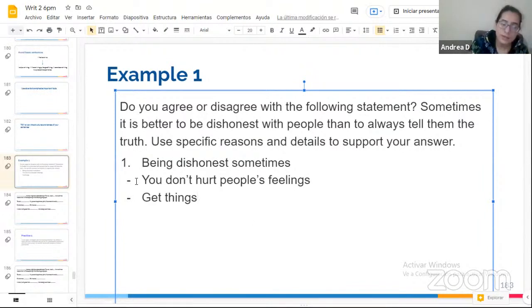Now I like that your ideas are different from each other, because the first one is about other people, about hurting other people's feelings. So you're kind of being empathetic here. And the second one is a bit more selfish, we could say, but it's totally okay. So that's nice. Make sure that when you're thinking of your ideas, they are different from each other. So if here you're saying you don't hurt people's feelings, then the other one needs to be different, right? You cannot say something like, maybe you help other people. It should be something different. So you can get things for yourself.